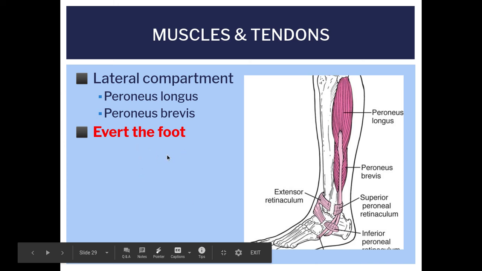So foot eversion is when you bring your foot outward. So they allow for the movement of this foot to come outward.